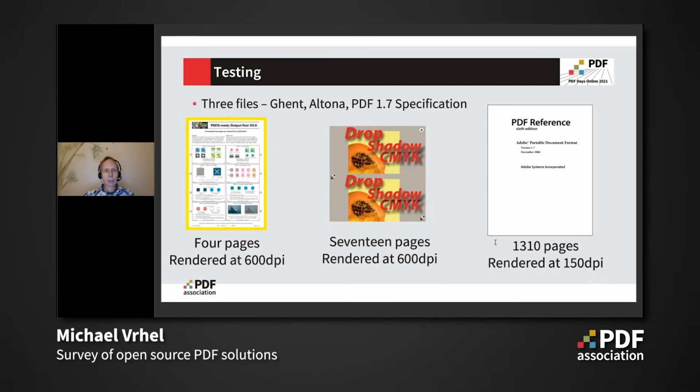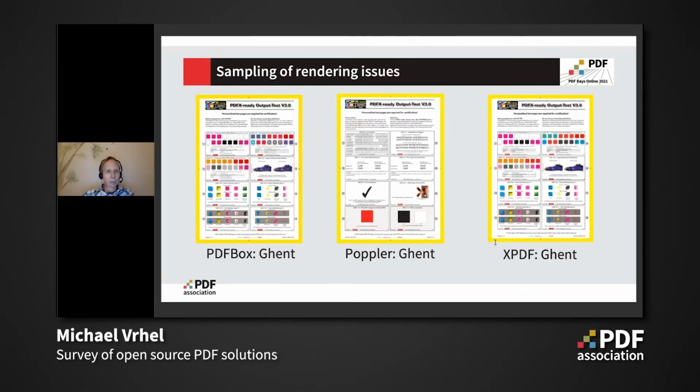So I did this with each of the 3 projects. And I'm just going to show some samplings, and I apologize for the resolution. I probably should have presented this a little bit differently now looking at it, but here are some examples of rendering issues. On the left, we have PDFBox looking at the Ghent file. You can see up at the upper right where there are X's in these little squares. If there are X's in there, that indicates that it did not render properly.